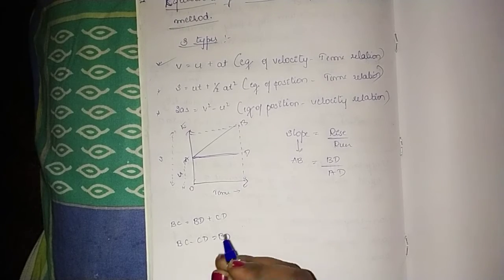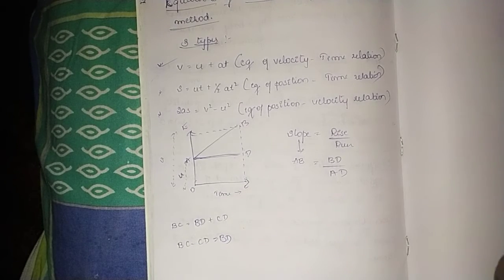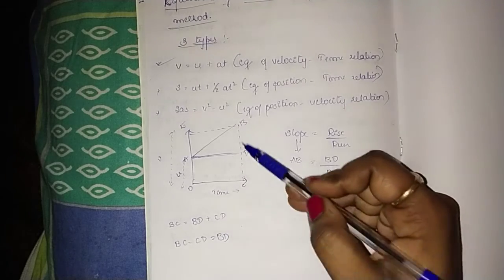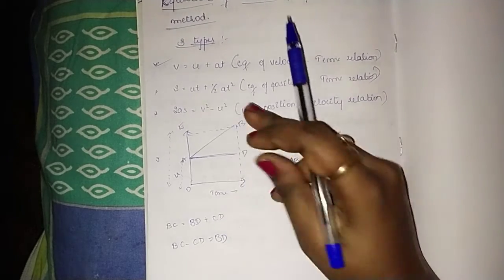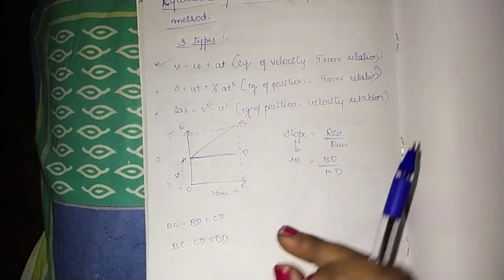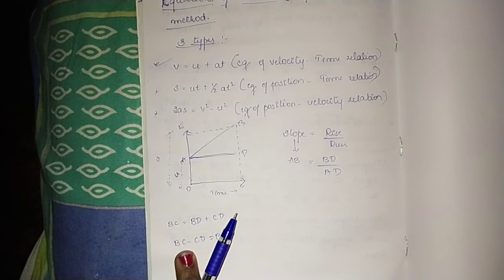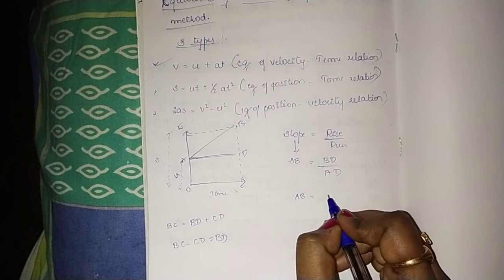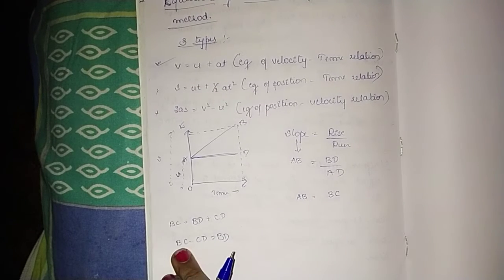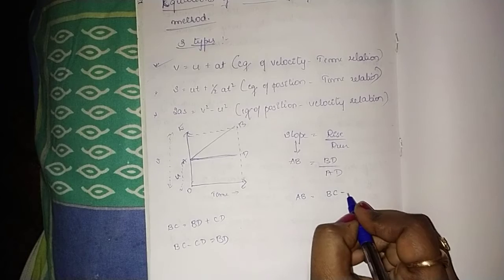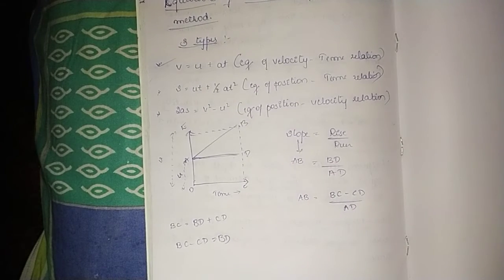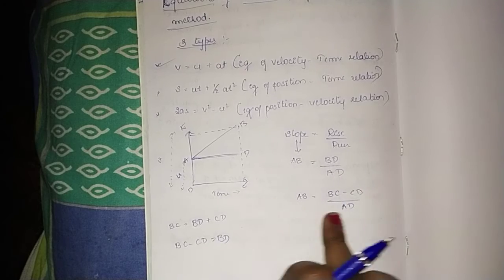Is it right or not? So what do we need? We need BD. This is the run. We require BD. So if we do BC minus CD, we will get this BD. So we have written here: AB equals BC minus CD divided by AD. This is the formula we have.